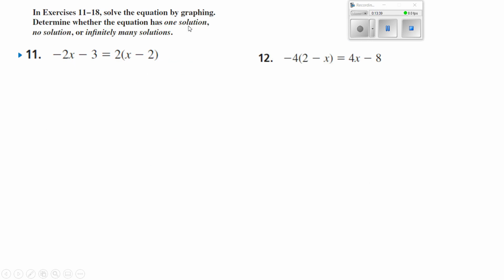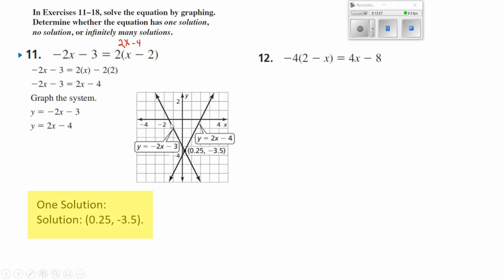It says solve the equation by graphing. Determine whether the equation has one solution, no solution, or infinitely many solutions. Okay, let's work that one. I know this one's going to end up being 2x minus 4.